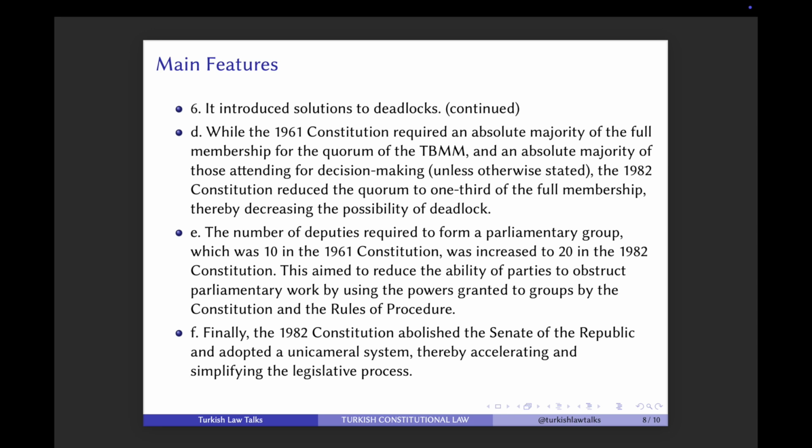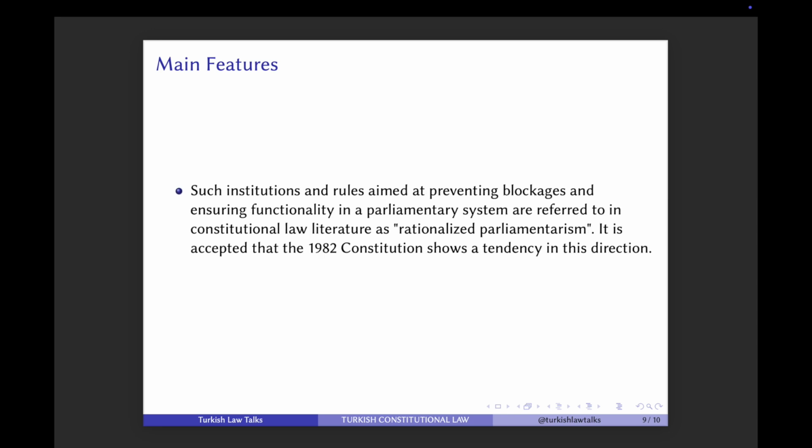So, taken together, all these changes, the deadlock breakers, the unicameralism, the quorum rules, they paint a picture of trying to make the system function more smoothly. Absolutely. And constitutional law experts actually have a term for this kind of approach: rationalized parliamentarism. Yeah, it describes constitutional designs that deliberately include mechanisms to prevent blockages and ensure the government can actually govern effectively within a parliamentary framework. The 1982 Constitution is often seen as a strong example of that.